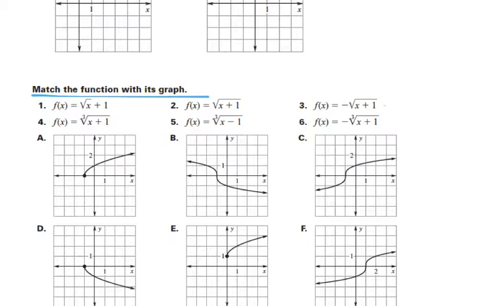You want to think about, is this a square root function or cube root function? Is it moving up, down, left, right, or is it being reflected? Remember, negatives, which we studied before, reflect functions over the x-axis or the y-axis. In this case, these are reflections over y.